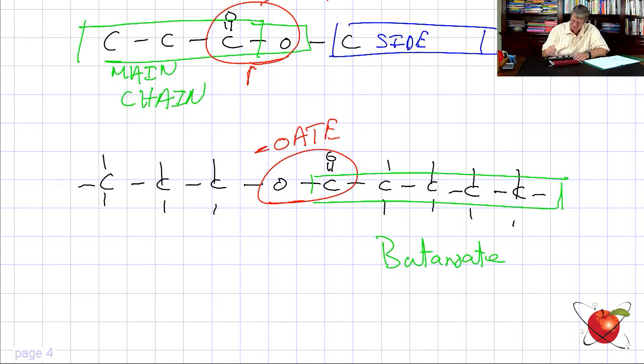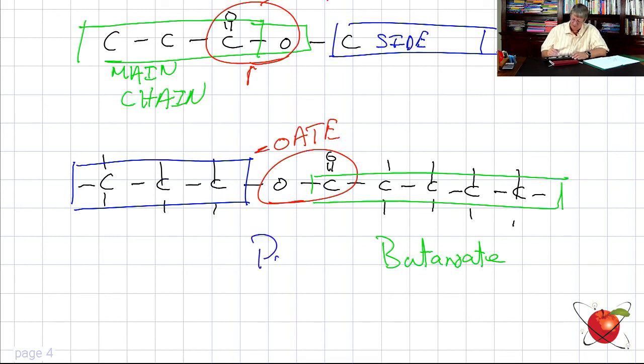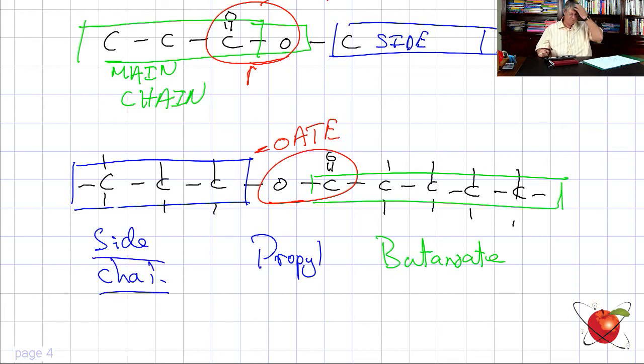Then the sides, and with these you only have to worry about it like that. The side is what's on it. 1, 2, 3, meth, eth, propyl. So it's a propyl butanoate. Propyl butanoate. Meth, eth, prop. This is a propyl. It's a side chain on its own.